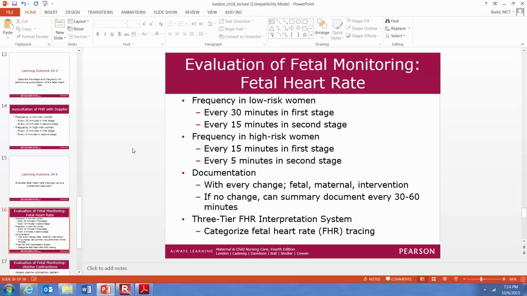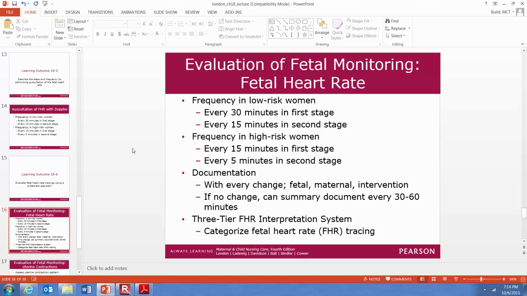Now look, in the second stage, this woman is pushing. I don't want to have to document every 15 minutes, because there's a lot going on in the second stage when she's pushing. But if something is different every 15 minutes, yes, I do have to document. But if something's not different every 15 minutes, then I'm going to document every 30, okay? So that gives me a break from constantly having to be at the computer. Now I can constantly be at my patient's bedside.